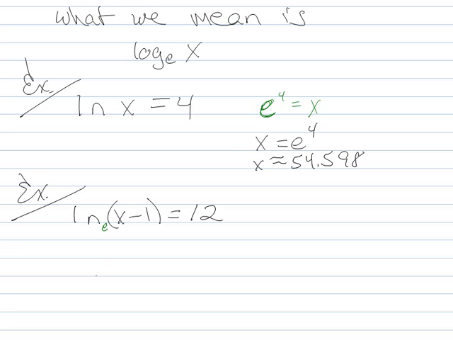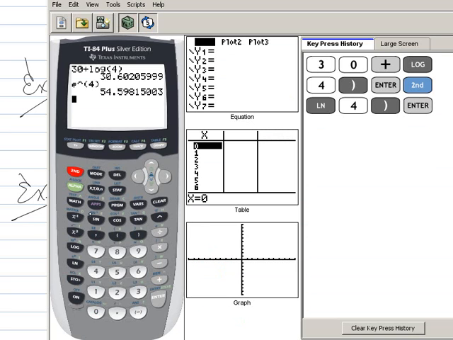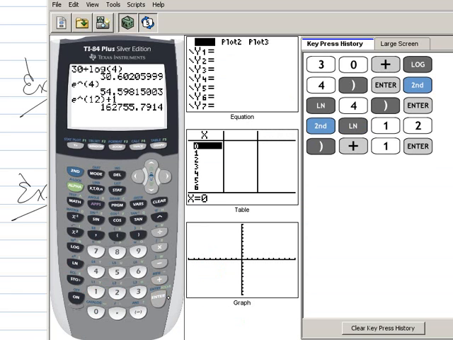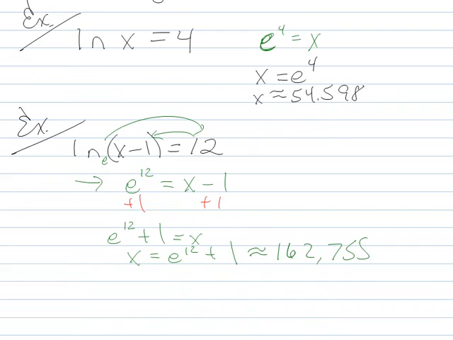I'm going to write my little secret e. That way I can see, okay, I'm going from left to right. I stop at the e, hop over to the 12, and hop back to x minus 1. Now to solve for x, add 1 to both sides, and get x equals e to the 12 plus 1. So 162,755, something like that. So you can make all sorts of stuff.